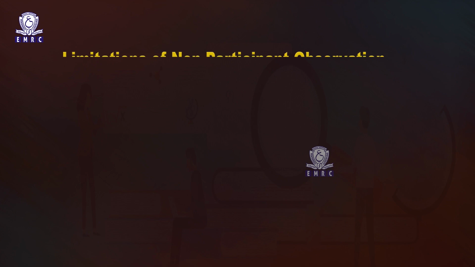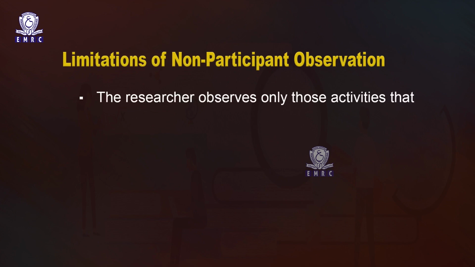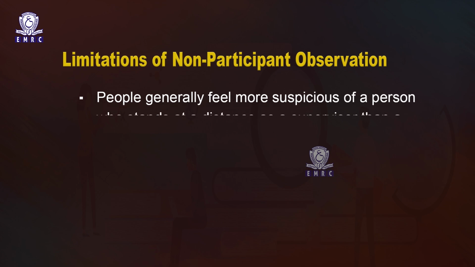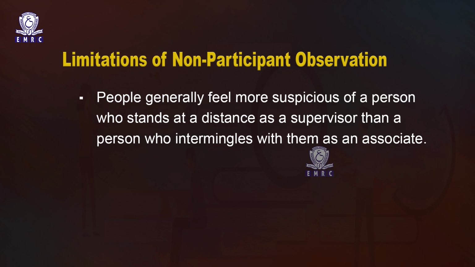Now, let us look at the limitations of non-participant observation. Here, the researcher observes only those activities that are visible or apparent. People generally feel more suspicious of a person who stands at a distance as a supervisor than a person who intermingles with them as an associate. On the whole, a non-participant type of observation is quite popular in social science.